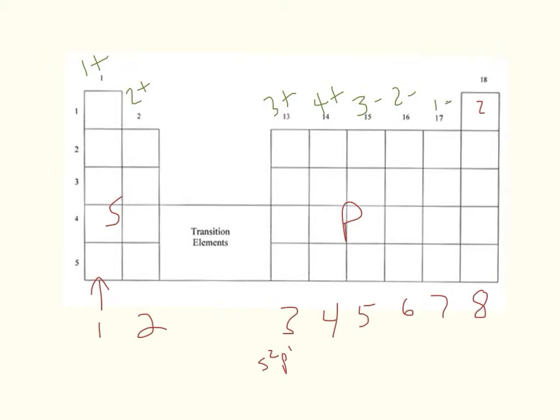What about the last group? They're full, so they don't gain or lose. Their oxidation number is 0.